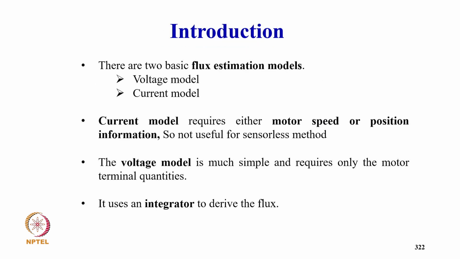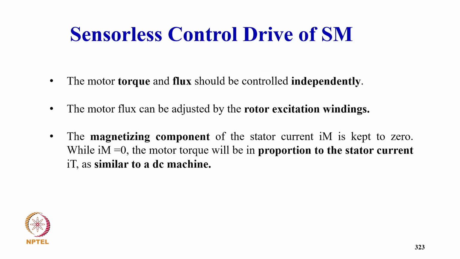So there are two basic flux estimation models: voltage model and current model. The current model requires either motor speed or position feedback, so it is not useful for sensorless methods. The voltage model is much simpler and requires only the motor terminal voltage quantity, which is used as an integrand to derive the flux.